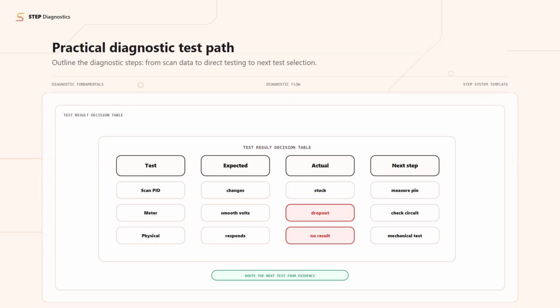A complete test path starts by reproducing the symptom, then using scan data to spot delays or lags. If you see slow updates, confirm by directly backprobing the sensor with a meter or scope. Rule out power or ground issues. Then isolate whether the fault is in the sensor, wiring, or ECU. Only choose replacement after those tests prove the source of the delay.